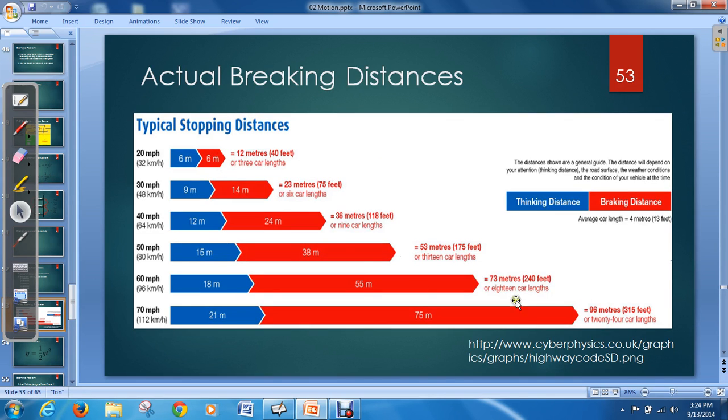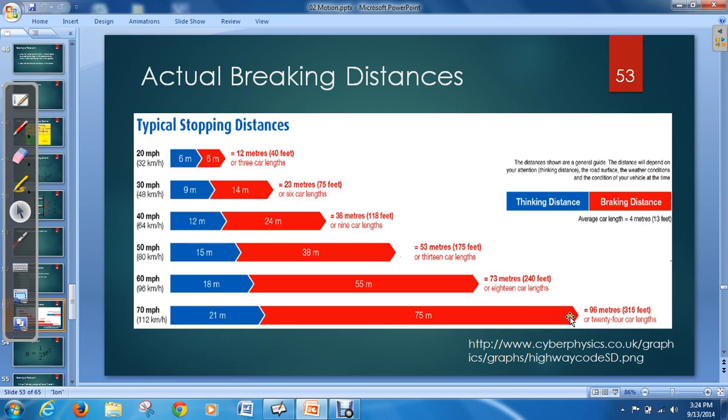quadratic pattern. Okay, so the faster and faster you're traveling, the farther it will take you to stop. Okay, because you're going faster, it will take more to slow you to a stop. So if you're going 20 miles per hour, it takes you 12 meters to stop. If you're going 30 miles per hour, it takes you 23, 36, 53, 73, 96.